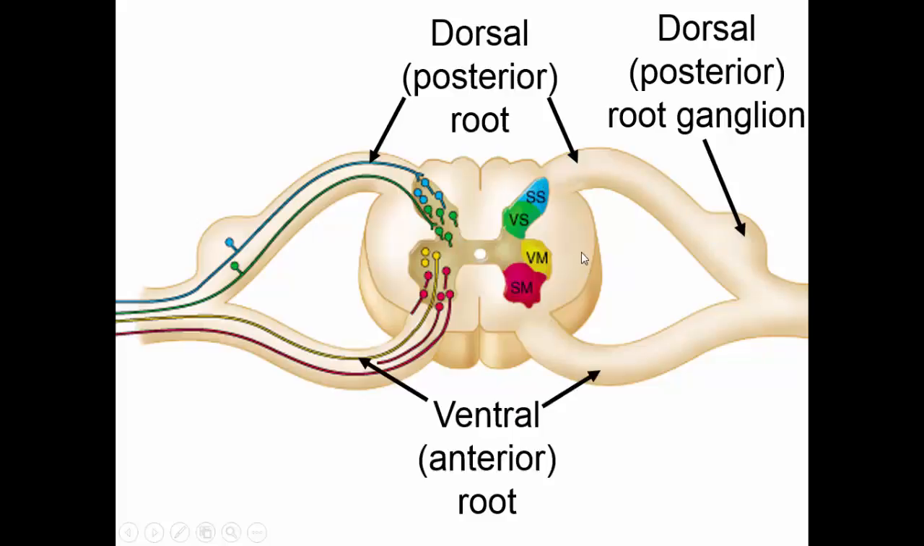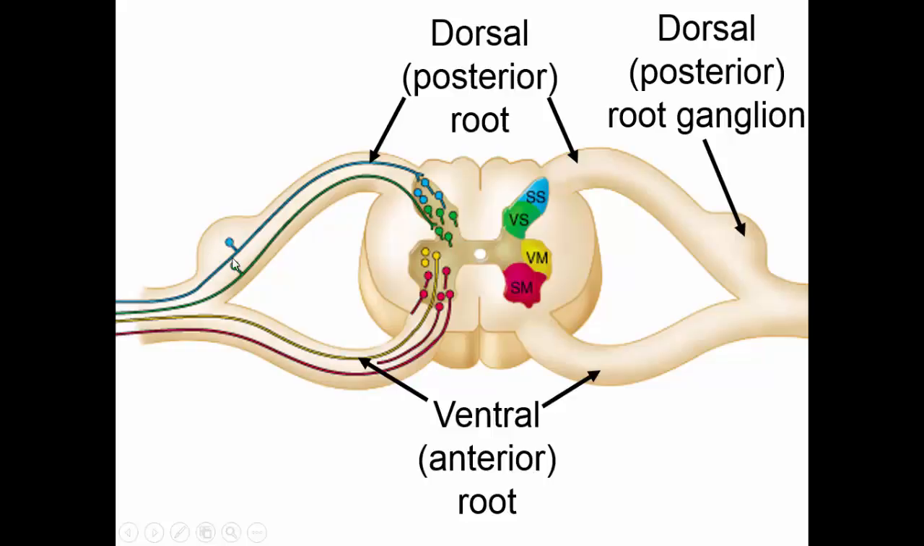This is a swelling that's easy to see, so this helps you orient yourself to the dorsal side of the spinal cord. Then we have the ventral or anterior root, and this is going to carry motor information away from the spinal cord. Now the two fuse just before they go through the intervertebral foramens into the spinal nerves, so the spinal nerves are mixed nerves.